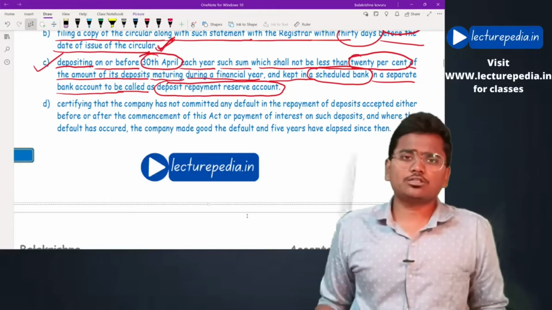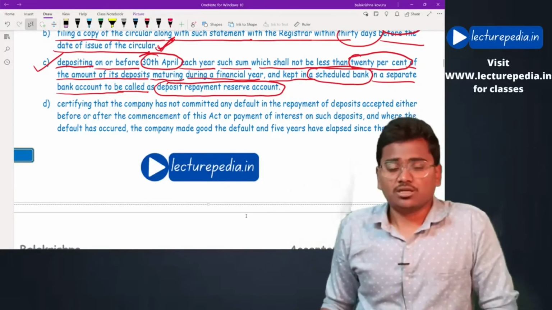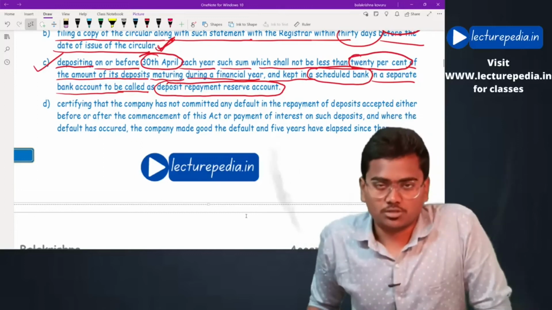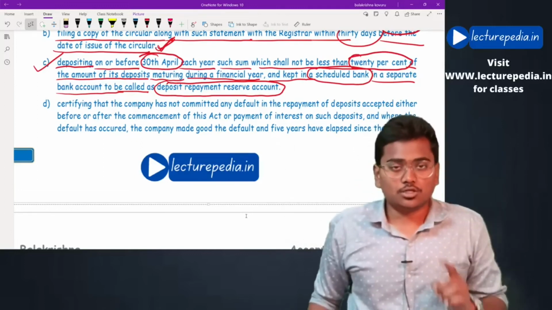Till that time you have to keep on depositing at least 20%. If you want, you can also deposit more than 20%. But at least 20% must be deposited. You cannot deposit less than 20%. Hope this is clear.